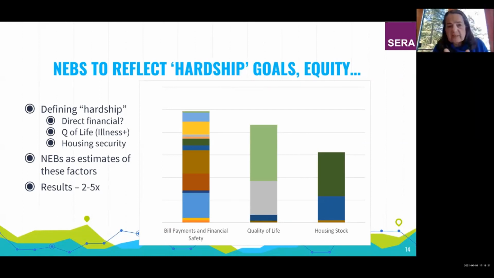Our estimates show that if you include only the direct financial in your definition, you're looking at numbers that are roughly twice as big as the energy savings. That would mean that the energy savings understate the total benefits. If you're looking at a definition that includes hardship plus quality of life plus housing stock, you could be looking at as much as 5 times the energy savings. So this gives you an idea of the range of how we can measure hardship. We can measure hardship in a way that is appropriate with the goal, and we can do it in a way that shows what level of benefits this is providing.